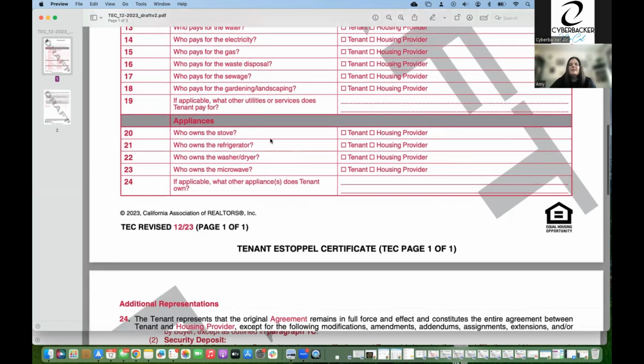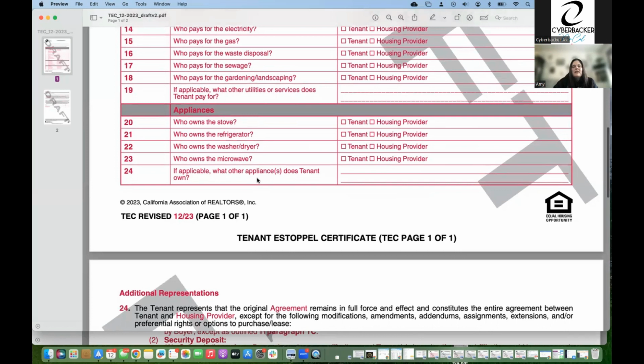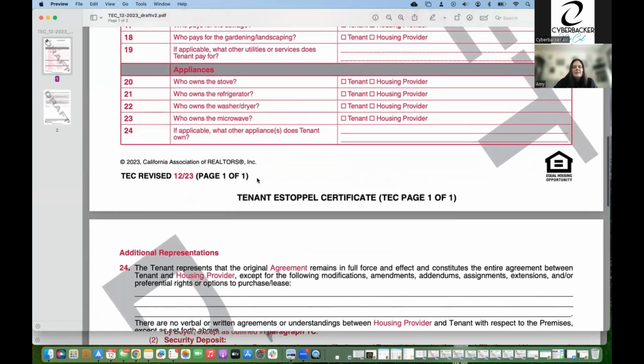Appliances, super important again. Who owns the stove, the refrigerator, the washer, dryer, the microwave, or any other appliances would be line 24. That way we know what's going to vacate when the tenant vacates the property. So that's the new grid.